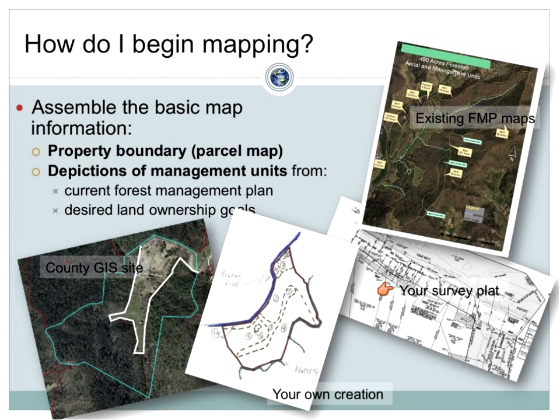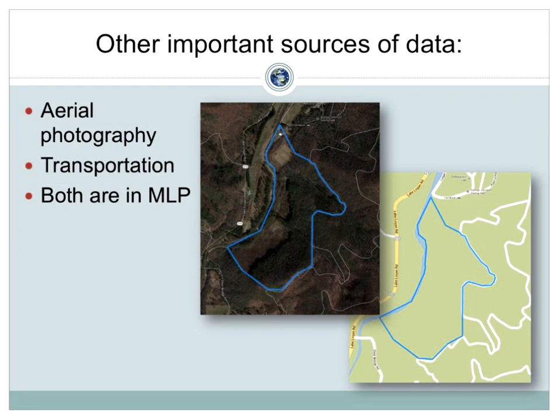Another place where you can get your property boundary, at least, is from your survey plat. Everybody should have one if they've got a legal survey done on their property. So you can go ahead and grab that and input it. You do need to have something to get started with, though. Other important sources of data are aerial photography and transportation. Fortunately, they're both provided in My Land Plan. So in My Land Plan, you could either turn on the aerial photography or you could turn on just the background map that shows just the road systems. And you can see the road systems are actually depicted on the aerial photography as well. So that's nice to know that you don't have to load that information up.